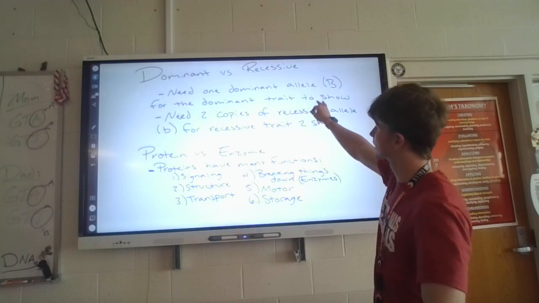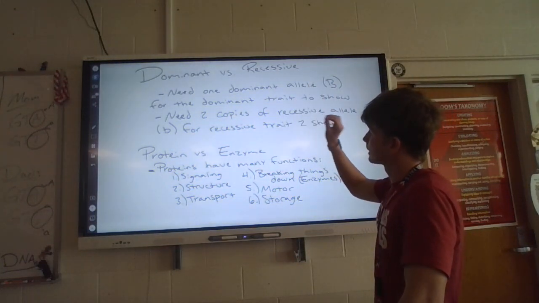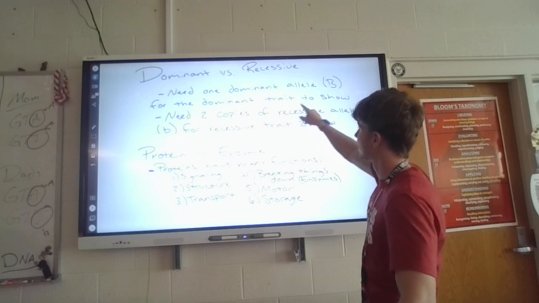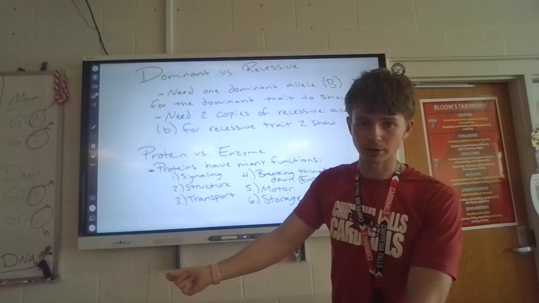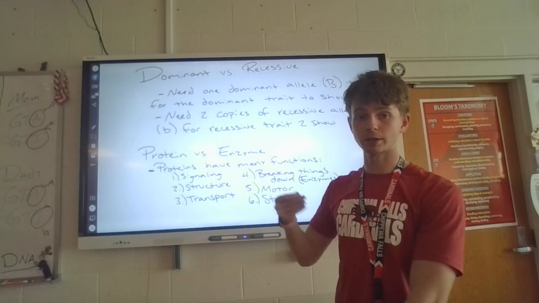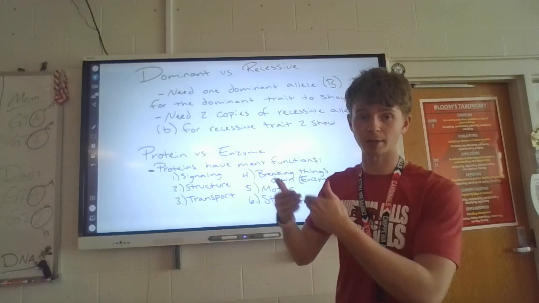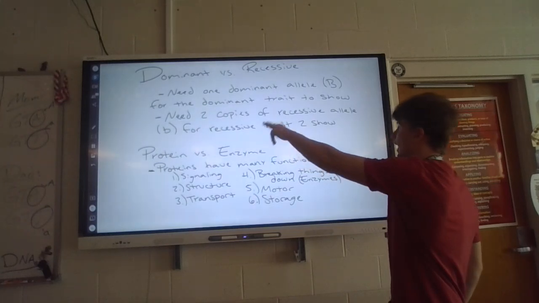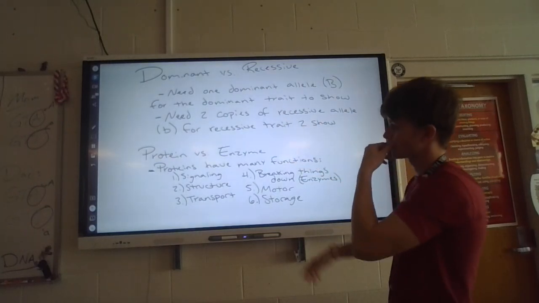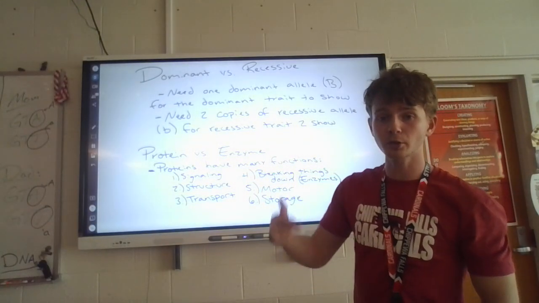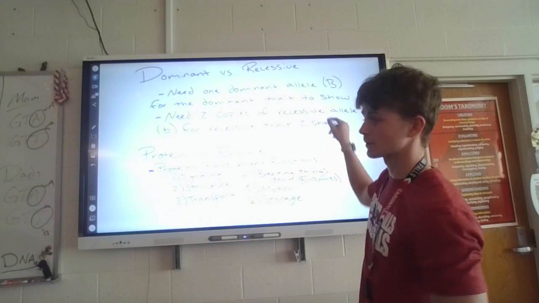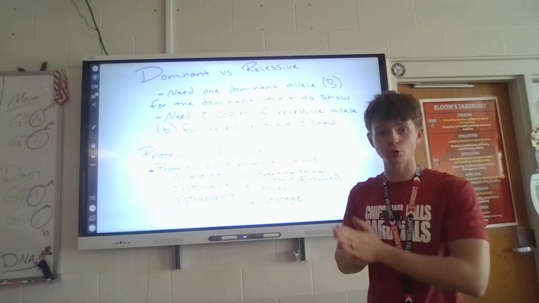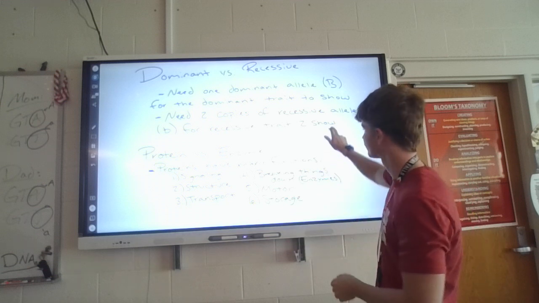So dominant versus recessive. If you have a dominant allele, okay, a dominant gene, like big B, that means you're going to have the dominant trait. So if you get one big B or one dominant allele, you're going to have the dominant trait as your phenotype. If you have 2 copies of the recessive allele, so for example, little b, you're going to have the recessive trait, okay? But you need 2 recessive alleles, 2 little b's to show the recessive trait.